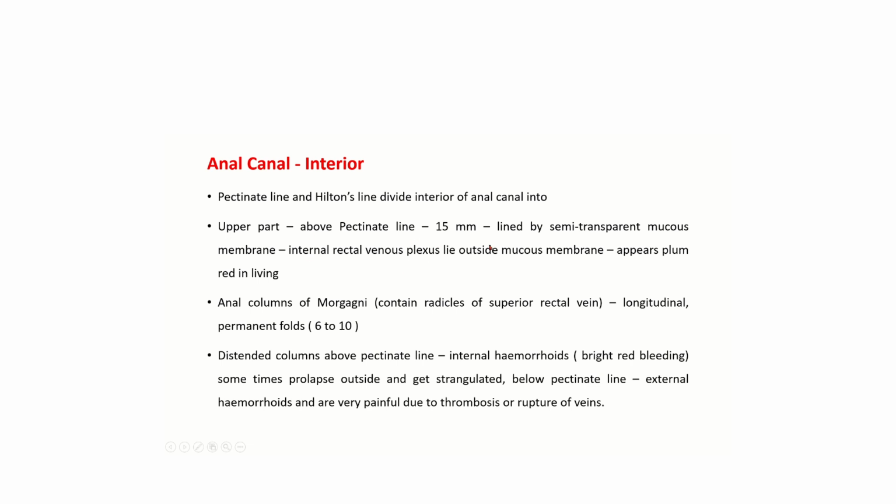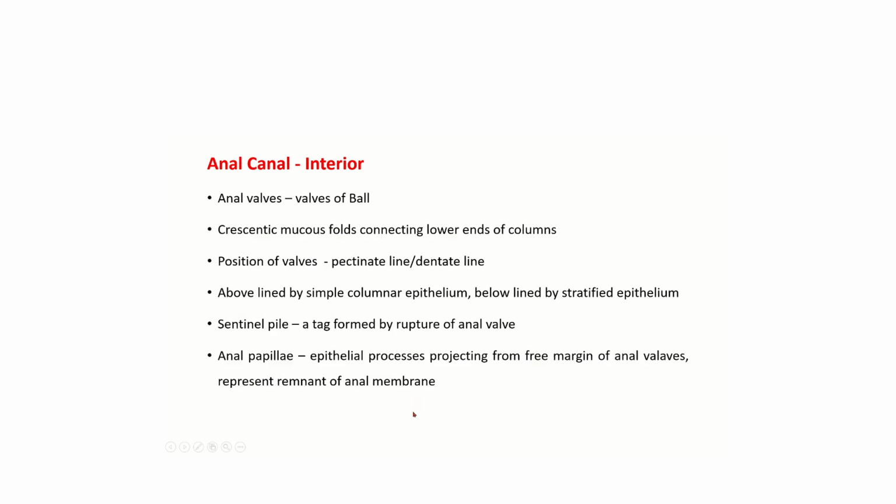So above the pectinate line, which is 15 millimeters in length, it is lined by semi-transparent mucous membrane. Internal rectal venous plexus lies outside the mucous membrane and gives the appearance of plum red in living. It has anal columns of Morgagni, which contain radicles of superior rectal vein. These are longitudinal permanent folds, 6 to 10 in number. Distended columns above the pectinate line form the internal hemorrhoids. Bright red bleeding in the stools is a classical clinical symptom, and sometimes these internal hemorrhoids will prolapse outside and get strangulated. Below the pectinate line, external hemorrhoids are very painful due to thrombosis or rupture of veins.